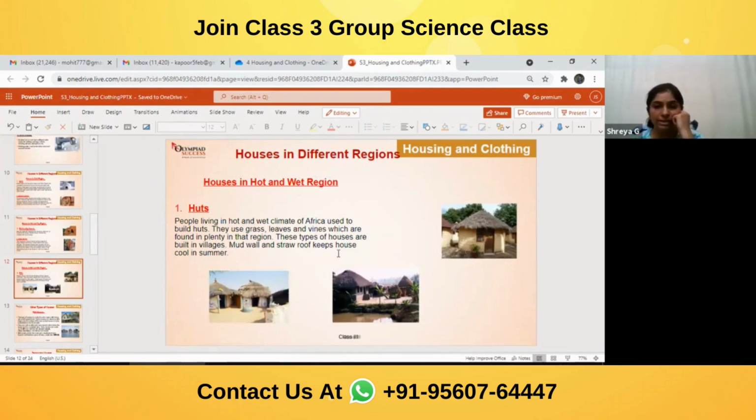These types of houses are usually built in villages. Mud wall and straw roof keeps the house cool in summer. Is that clear? So these huts are made because you can see the walls are mud walls, and the roof is made up of straw, to keep the house cool in summer. Is this much clear to everyone? So we have now seen three types of climates.